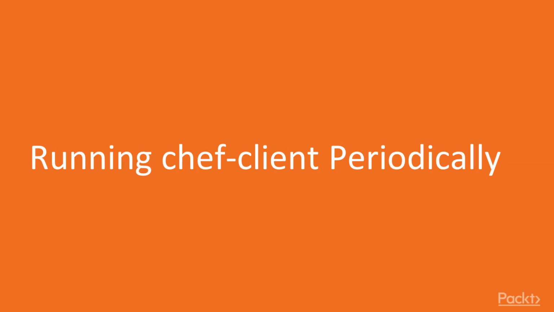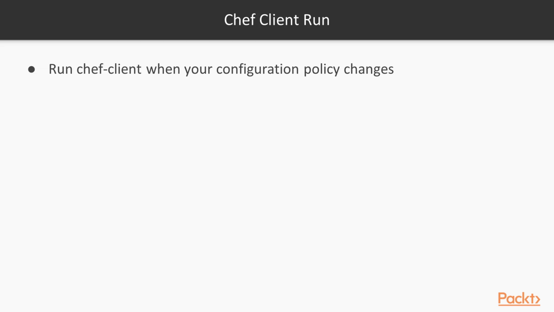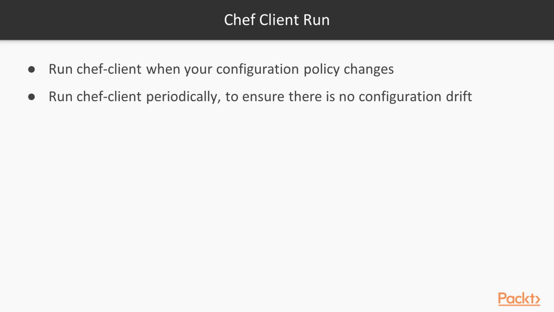In this video, we will learn how to configure Chef Client Run to execute periodically. A continuous delivery system needs to run Chef Client Run on all the nodes when an explicit change is made to the configuration policy, for example, when we commit changes to a version control system. We may also want to run Chef Client Run periodically to ensure that there is no configuration drift.